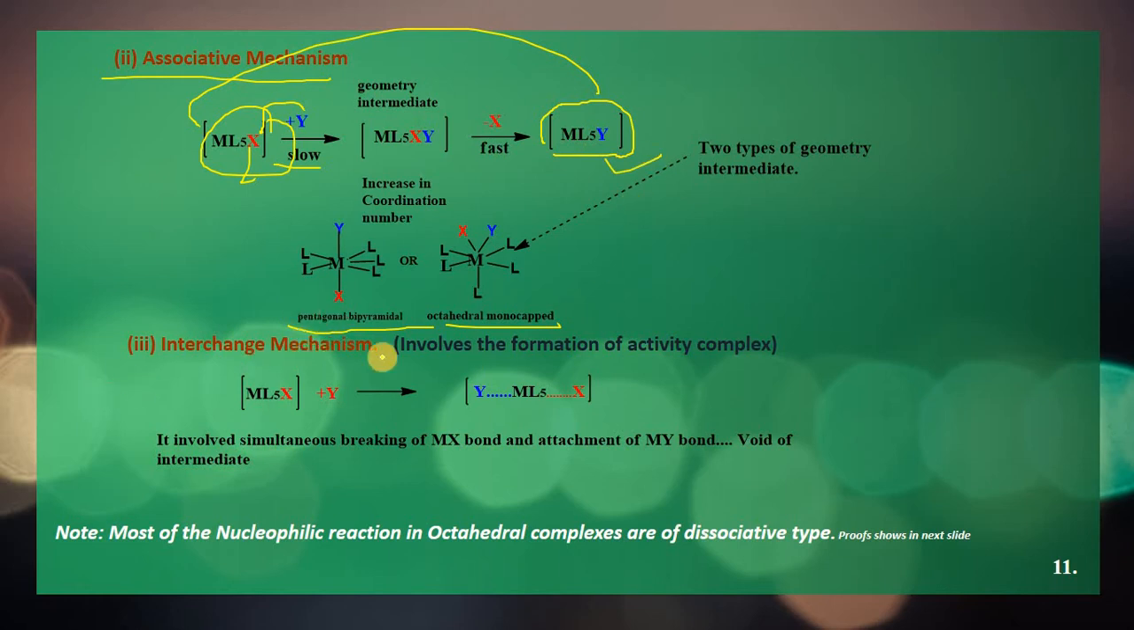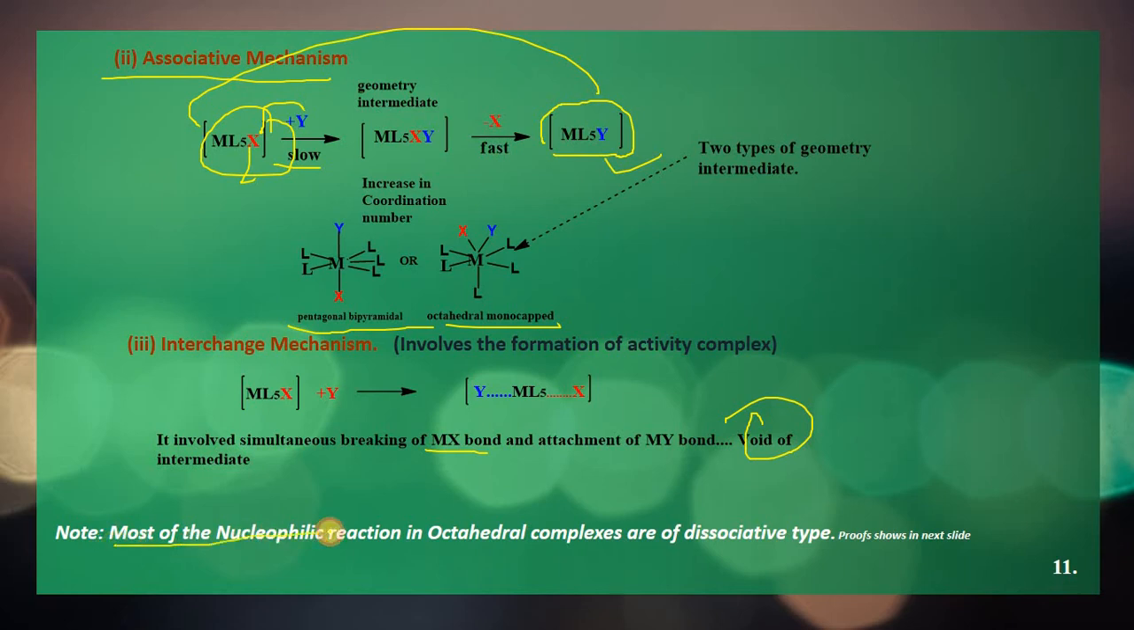Now the interchange mechanism, which is denoted by I. It involves the formation of an activated complex. We don't have intermediates here. It involves simultaneous breaking of the MX bond. We can see it breaks. When it is breaking the MX bond, at the same time, that's why we say concomitant, there's an attachment of the MY bond. So here it is void of intermediate.